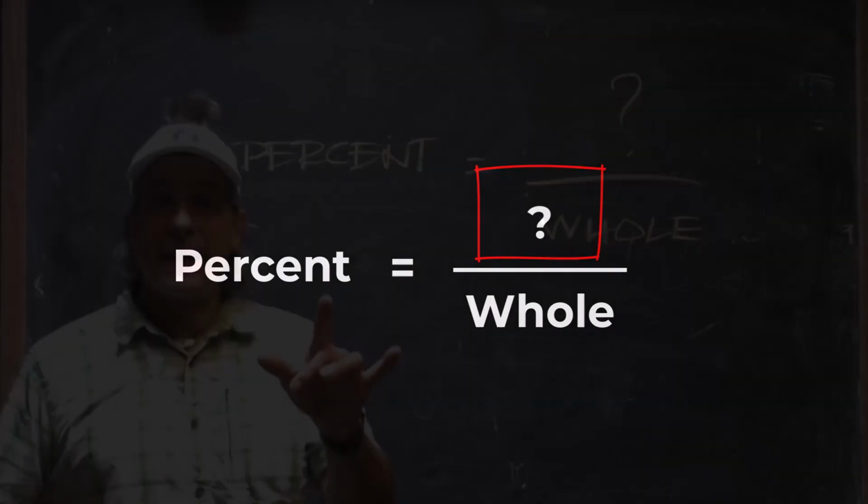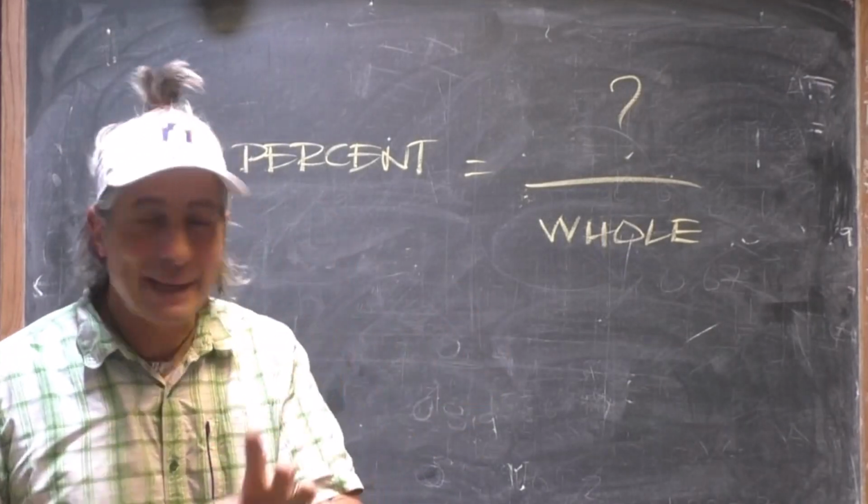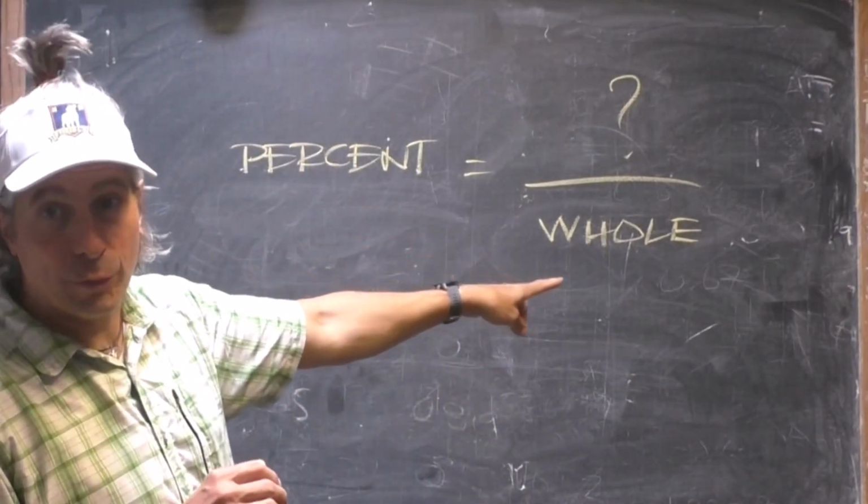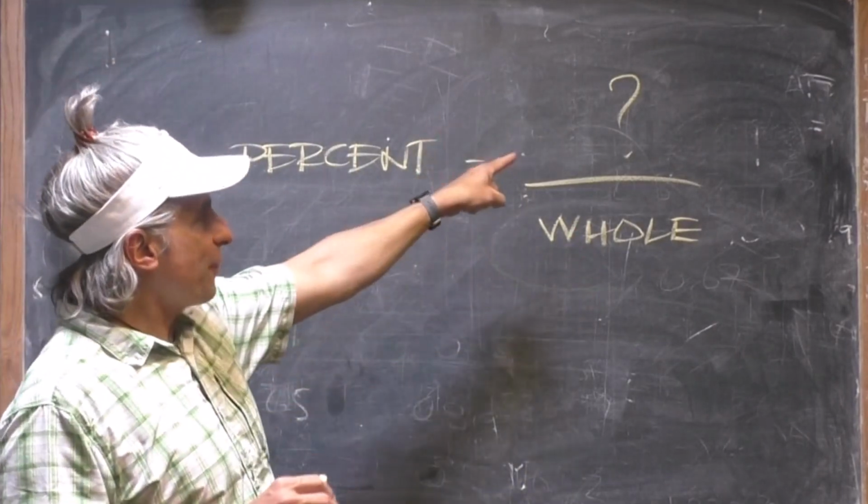And that's great, but sometimes you don't know the part and the whole. You might know only one, but you also know the percent. From just this information, can you figure out what the part is? And the answer, absolutely. You totally can. So if you know the percent and you know the whole, for example, you can find the part.